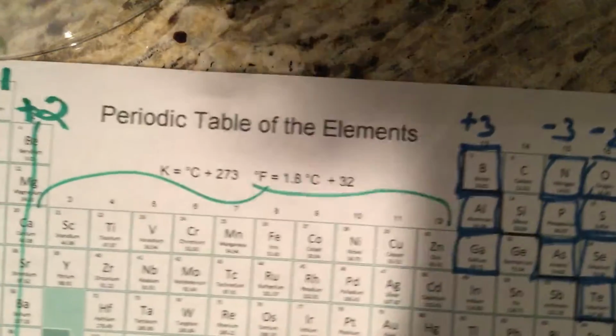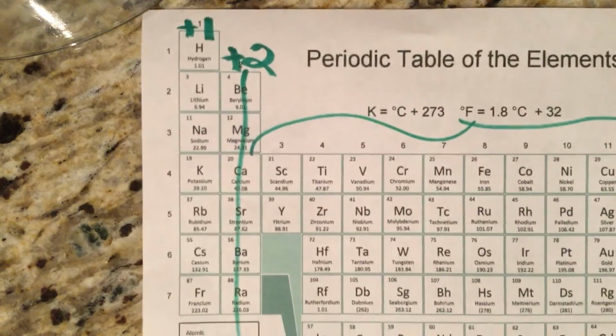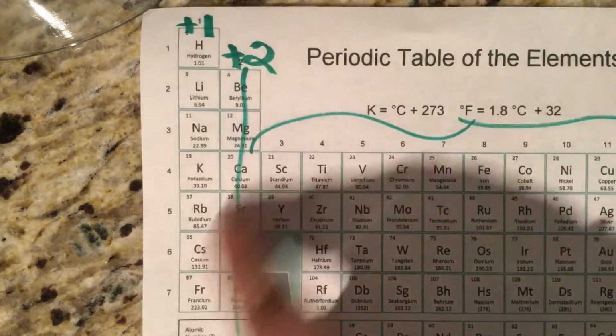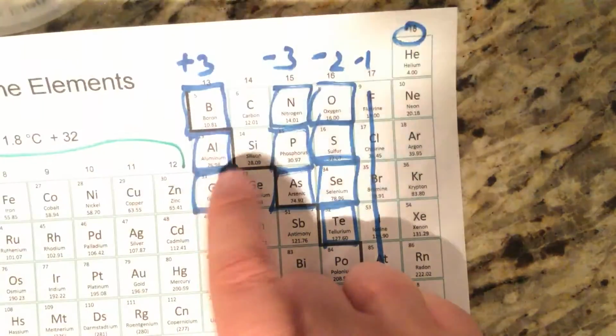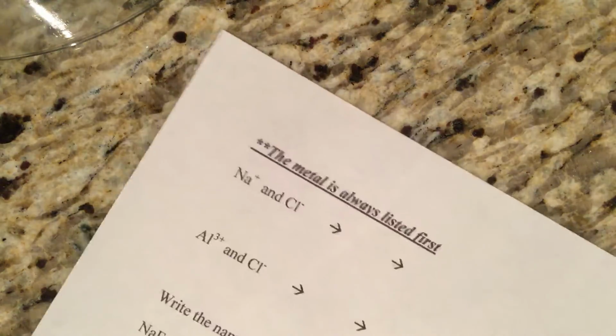So you're looking on your periodic table for the elements in group 1 and also group 2, but then also little lonely aluminum over there. So let's get this rolling. And when we're done with this page, we're done.